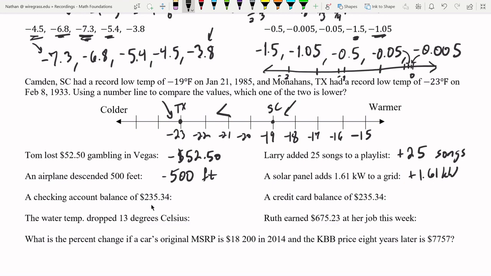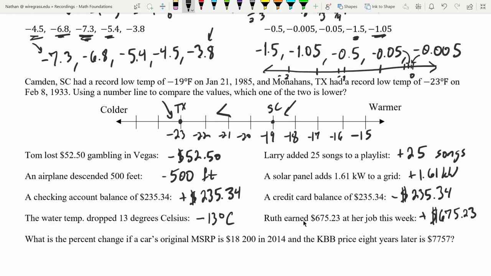A checking account balance, that's how much is in your account. That means it's going to be a plus 235.34. Whereas a credit card balance, this is how much you owe. So this would be a negative because it's how much that you need to get rid of, or how much that you've given up to do whatever kind of purchases on the credit card. If the water temperature dropped 13 degrees Celsius, it would make sense to make this a negative 13 degrees Celsius. And if Ruth earned $675.23 at her job, that makes sense to be a positive $675.23.